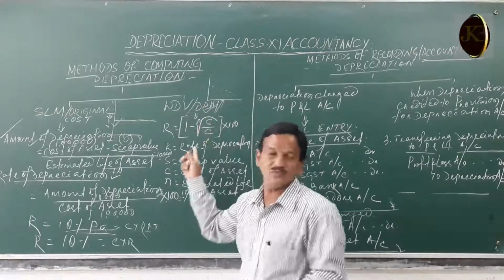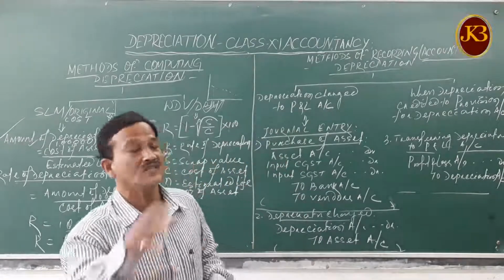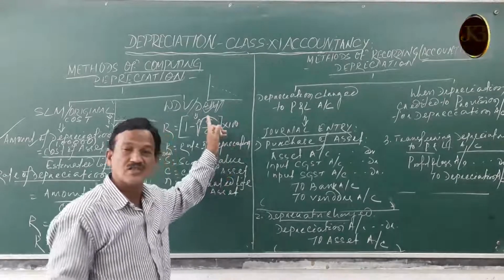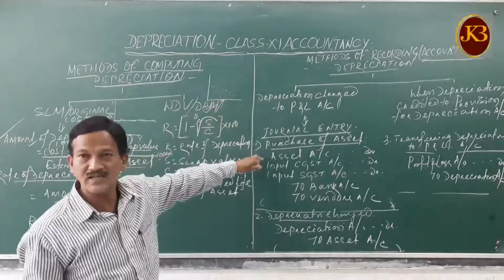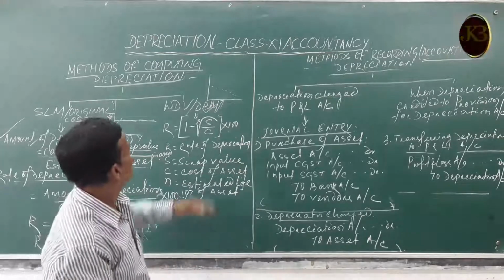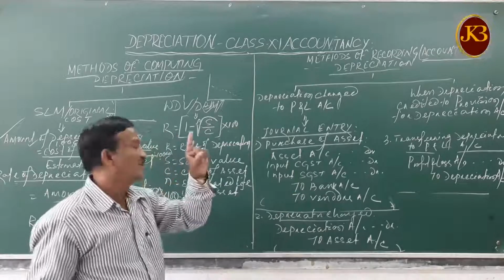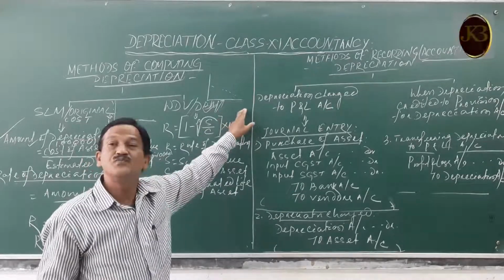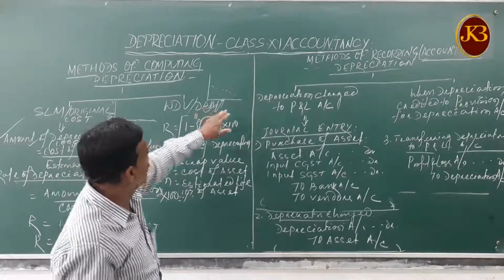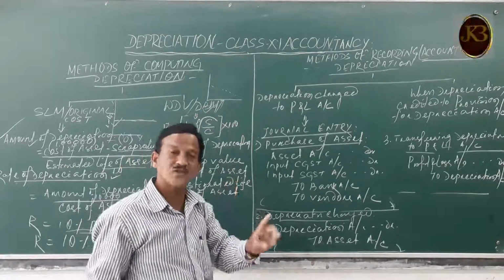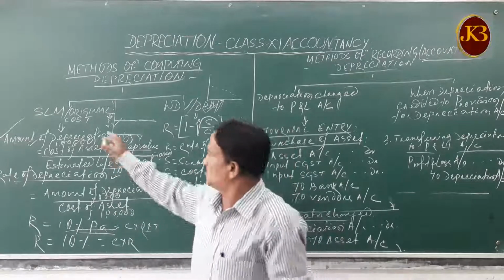So under the written down value method, if you calculate the depreciation on the remaining balance, first year 10,000, second year 9,000, third year 8,100. Likewise it will keep decreasing, but it will not be zero at the end of the 10th year. If we calculate it, it will never be zero, some value will remain. So that is the main difference between these two methods.